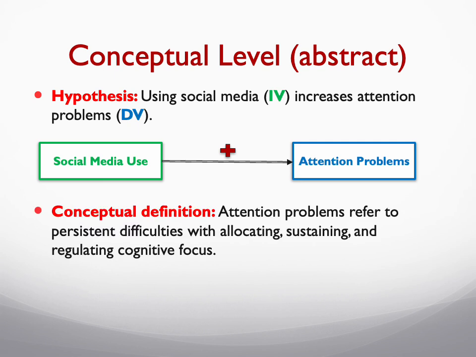And a similar thing can happen here with attention problems. So I might pose the conceptual definition of attention problems as referring to persistent difficulties with allocating, sustaining, and regulating cognitive focus. And you might say, well, exactly what type of attention are you referring to? Is it just my total capacity for focusing on a particular task? Is it my ability, or how good or bad I am at actually doing that? Is it my ability to control task switching, moving my attention from one thing to another?